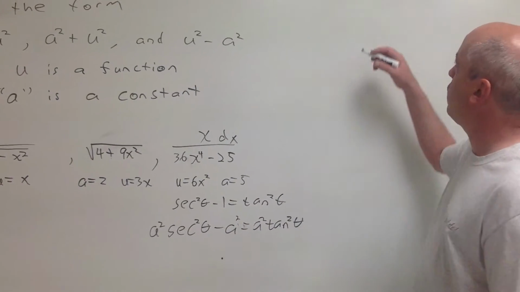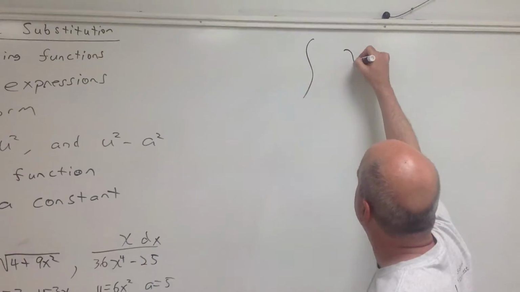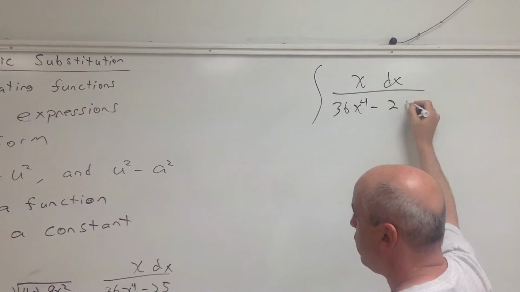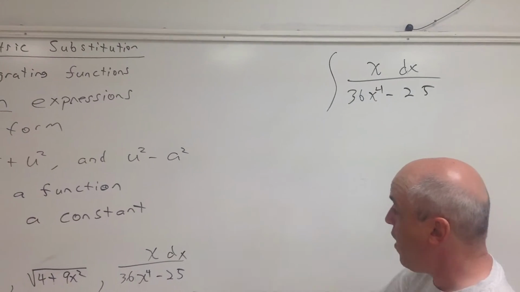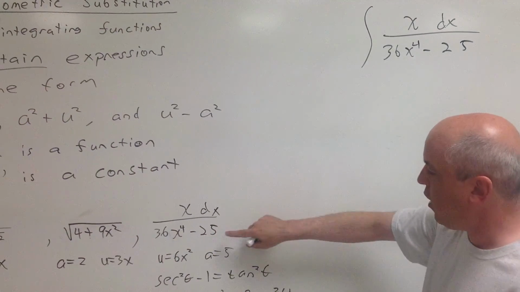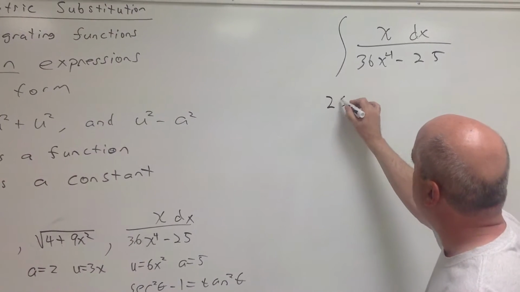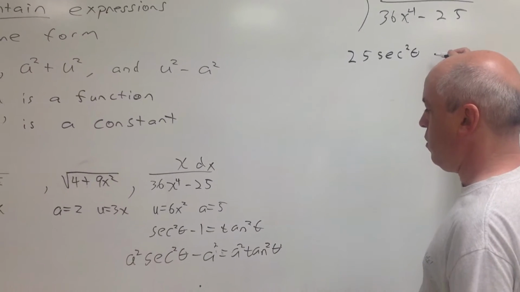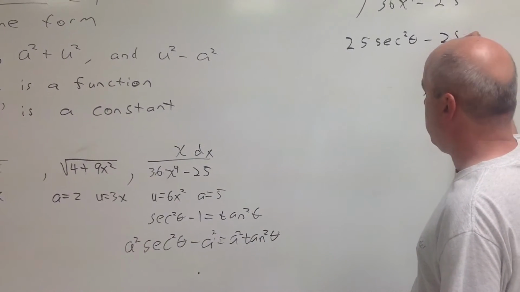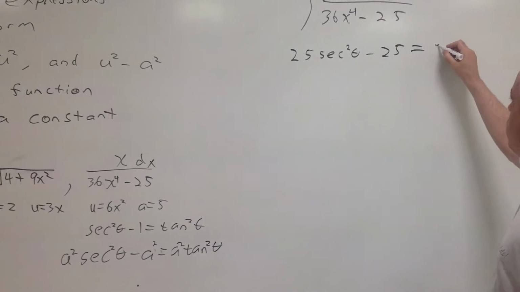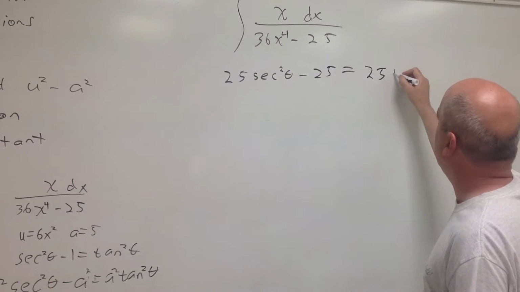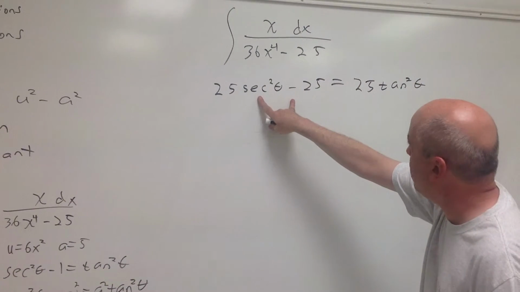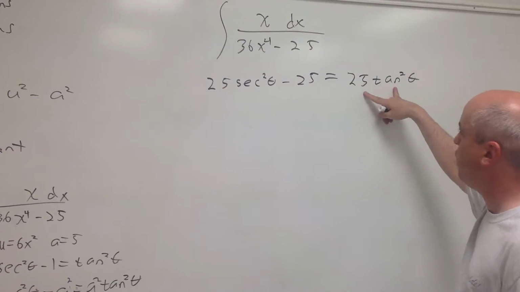Now for us, on this problem, integral x dx over 36x to the 4 minus 25, our a is 5. A squared is 25. So the appropriate identity is really 25 secant squared theta minus 25 equals 25 tangent squared of theta. So we're going to try to make the denominator look like this and then replace it with this.